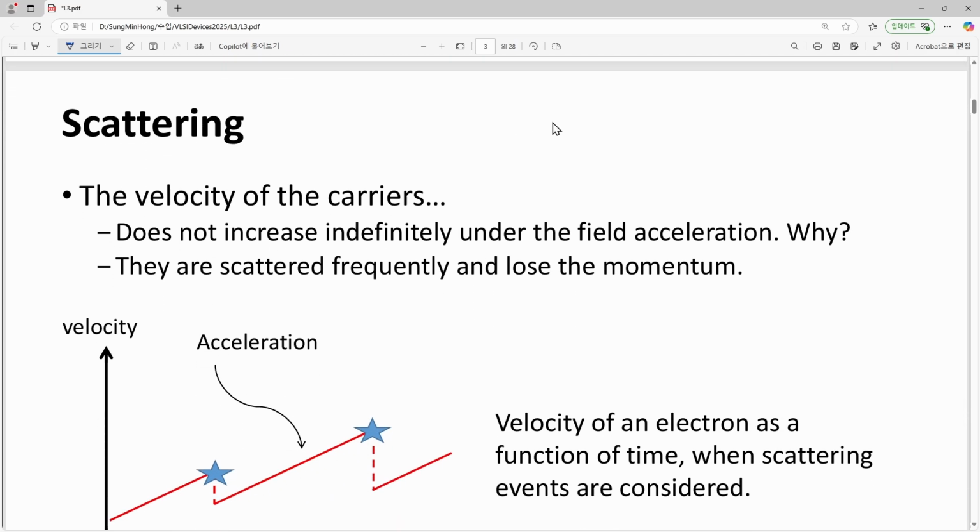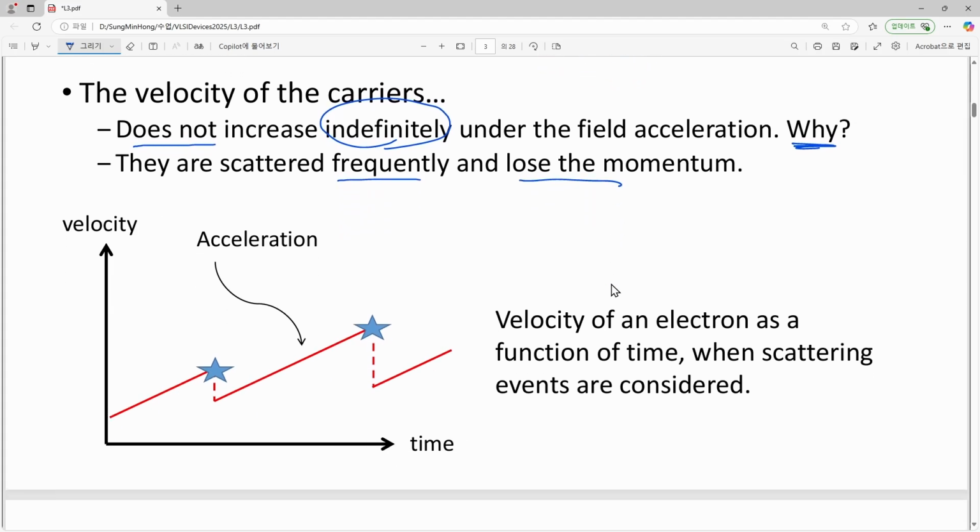If we have a certain electric field, yes, initially our electron is accelerated. For example, if this is the direction of our electric field, then it will be accelerated in the opposite direction. Initially it is getting more and more velocity. However, the velocity of the carrier does not increase indefinitely. Because why? Because electrons are scattered quite frequently and lose their momentum.